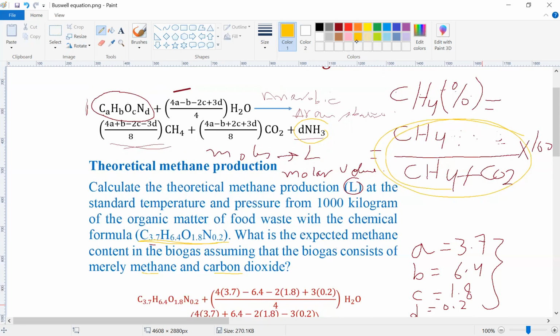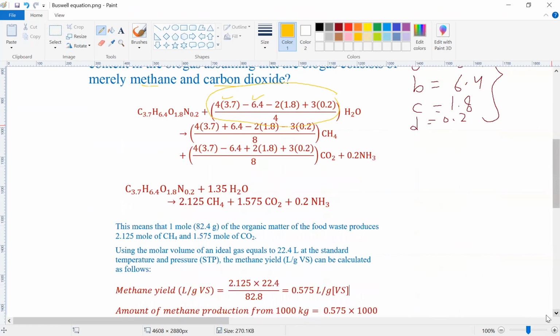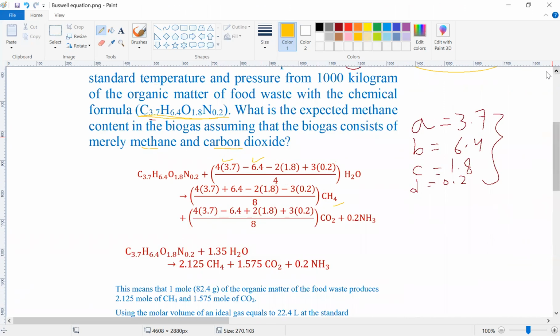Taking these numbers and replacing them in the Buswell equation: 4 times A, 3.7, minus B, 6.4, minus 2 times C, 1.8, plus 3 times D, 0.2, all divided by 4. So we get how many moles of water will be reacted with the material in the anaerobic digester to produce how many moles of methane. Again, this is similar to what we did for the number of moles of water.